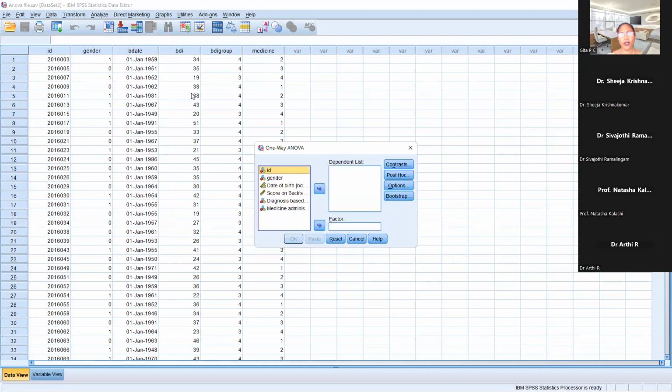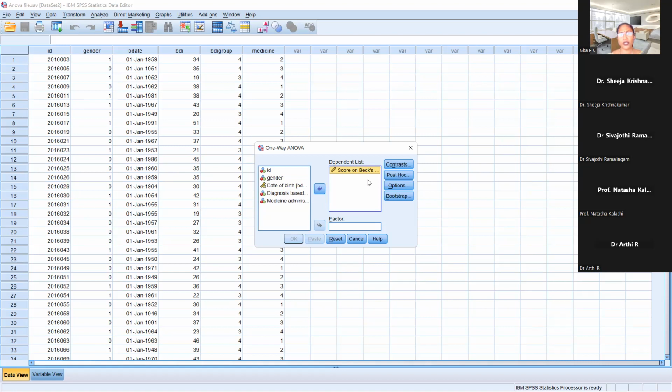Click on one-way ANOVA. Those who are having the system, kindly start doing along with me. If you feel that I am going fast, kindly stop me. The data set taken for this particular exercise, the name itself is given as ANOVA file. So we are working on the ANOVA file currently. Now, the score on Beck's depression inventory is the dependent variable because we are going to compare the depression score between different groups.